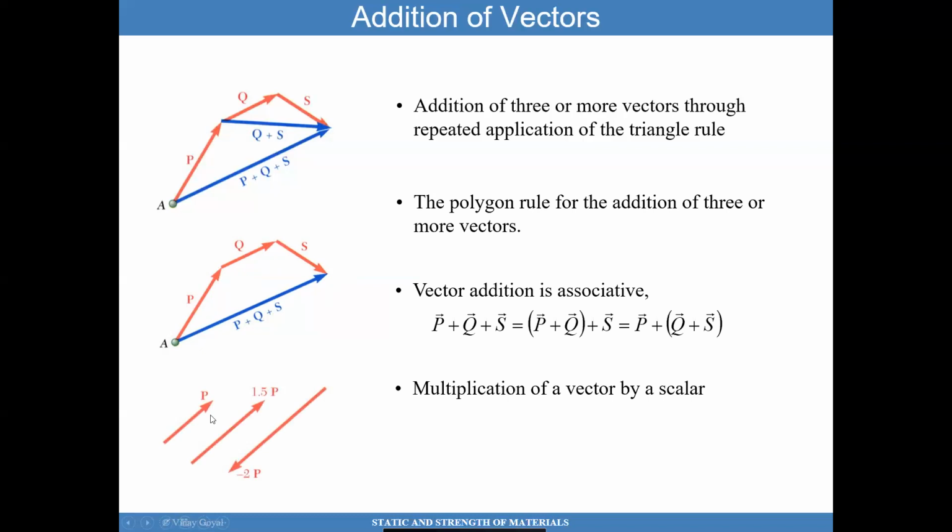I can also multiply the vector P by a scalar quantity, 1.5 as an example. It will make the magnitude of that vector larger, the direction the same. I can multiply by a negative value and I get a vector directed in the opposite direction, but it's in the general direction of that line.